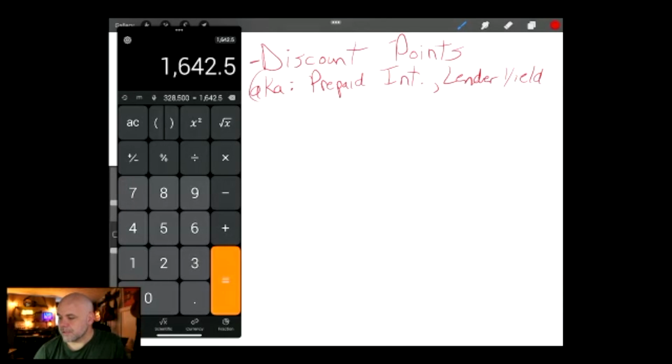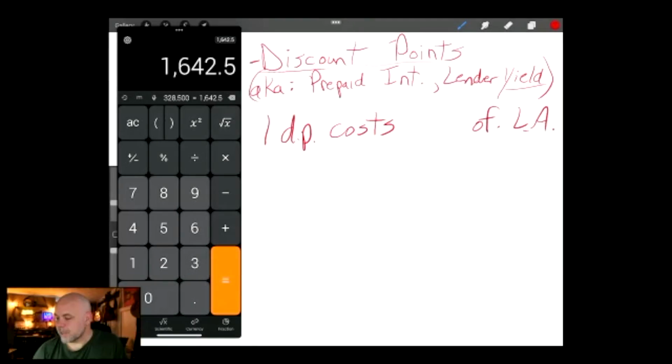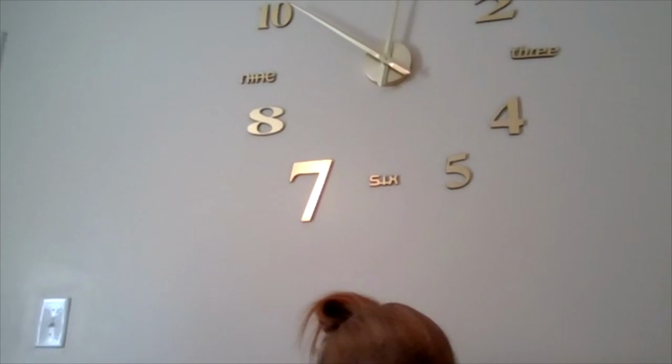Discount points are also called lender yield because the lender is yielding some profit, and this is just straight up profit. You're paying them some money today so that they can charge you a lower percentage over time. How much does a discount point cost? One discount point costs what? 1%. 1% of what? Loan amount, of course, because it's a loan related thing.